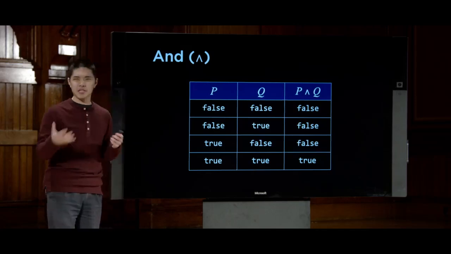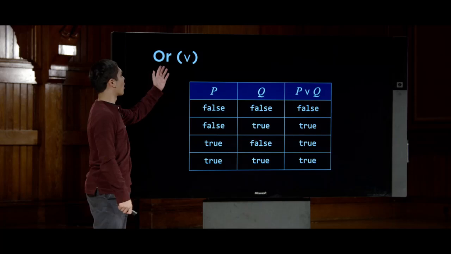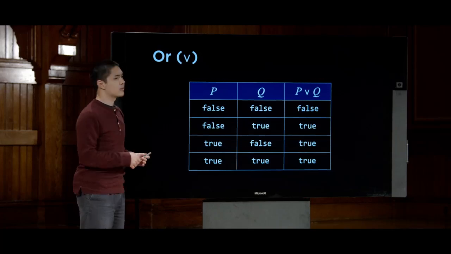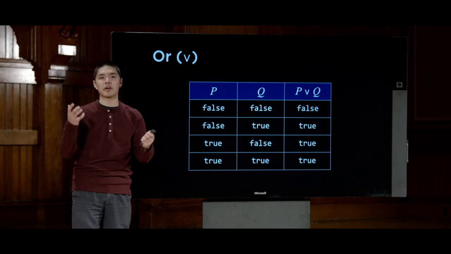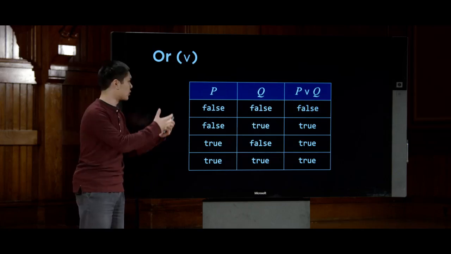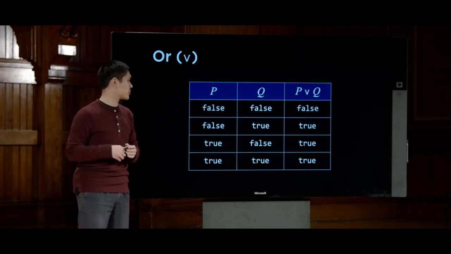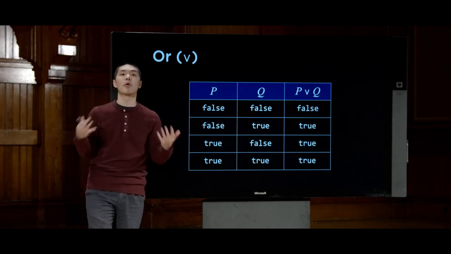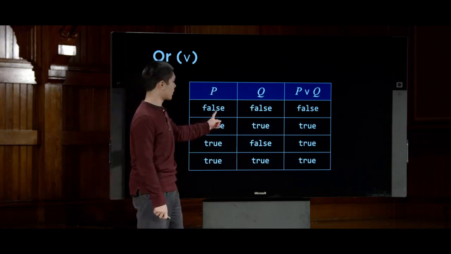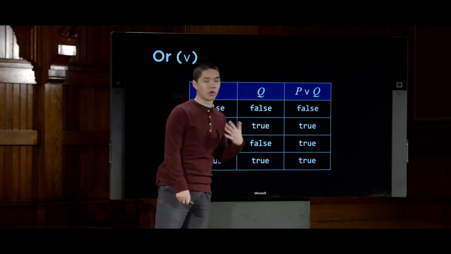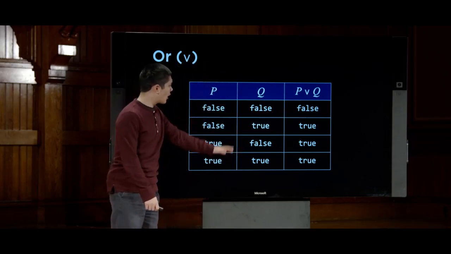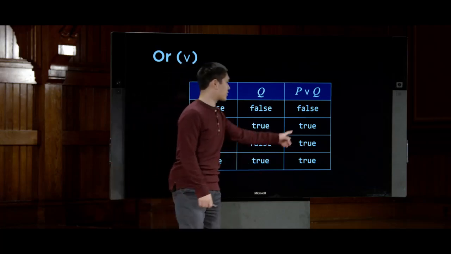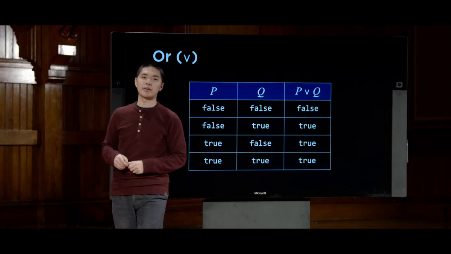Next up, also potentially consistent with what we mean, is this word or, represented by this V shape, sort of an upside-down and symbol. And or, as the name might suggest, is true if either of its arguments are true. As long as P is true or Q is true, then P or Q is going to be true. Which means the only time that P or Q is false is if both of its operands are false. If P is false and Q is false, then P or Q is going to be false. But in all other cases, at least one of the operands is true. Maybe they're both true, in which case P or Q is going to evaluate to true.